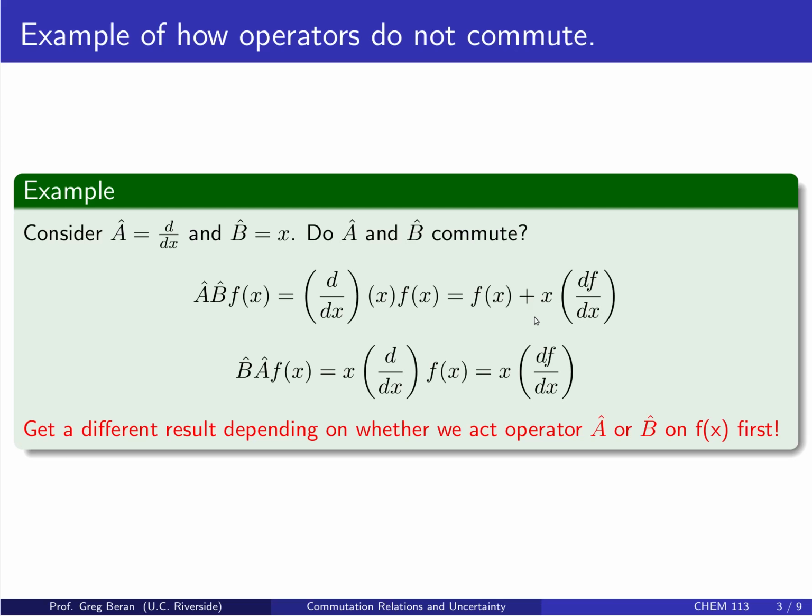Now I'm going to do the opposite, where I act BA on f of x instead of AB. Plug in the definitions of the operator, so B is again multiplying by x, A is taking the derivative with respect to x, and we act these on f of x. So I first differentiate f and then multiply it by x, and I get this result. And so by comparing these two results, you can see clearly that we get a different result depending on whether we act operator A first or operator B first.